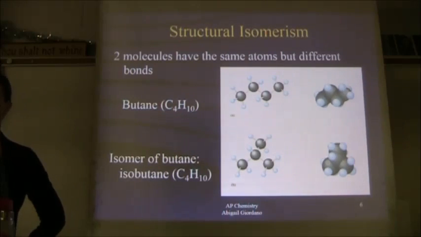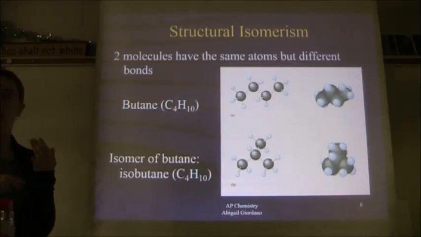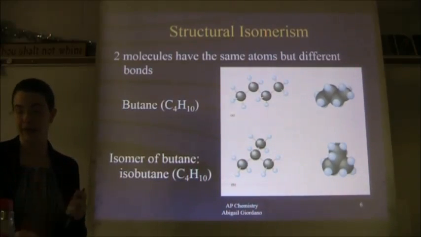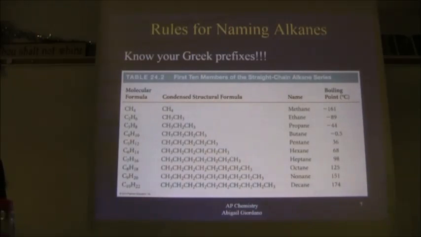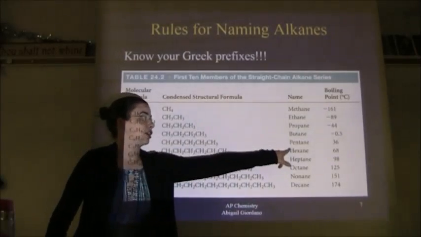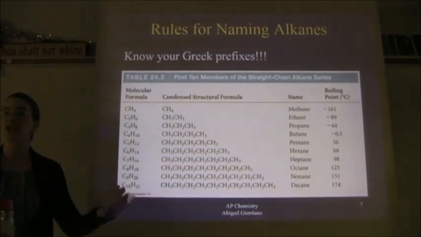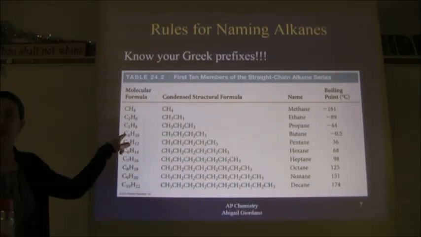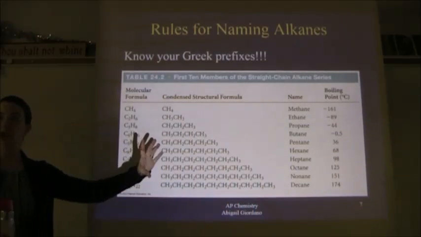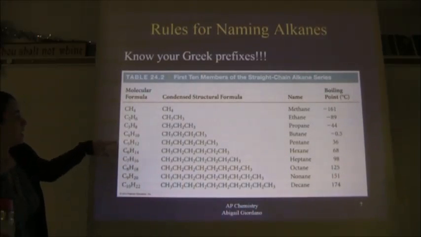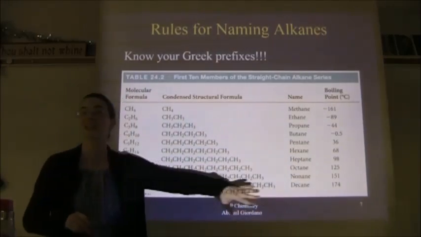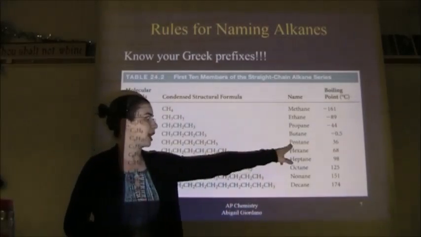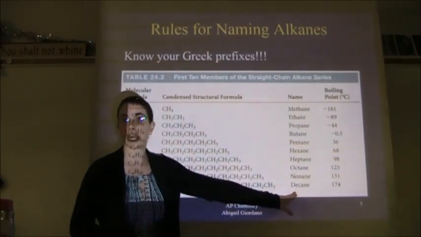So the main thing that we're going to get into today, guys, is learning how to draw alkanes and how to name them. And the first thing you need to know about naming them, you got to know your Greek prefixes. These prefixes, ladies and gentlemen, are tied to how many carbons are in the main chain of this hydrocarbon. And 5 carbons and greater are these Greek prefixes that you probably know. Pent, hex, hept, oct, non, dec.